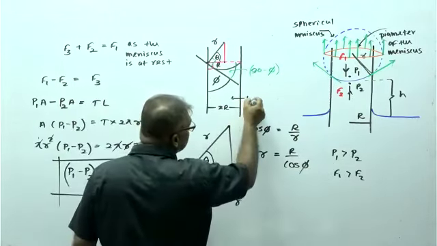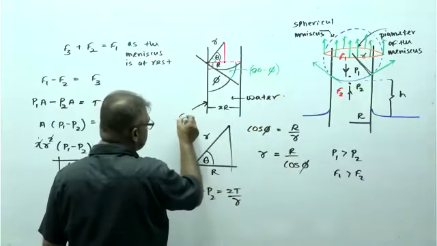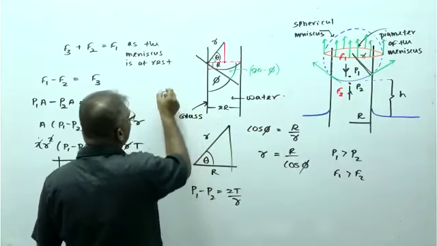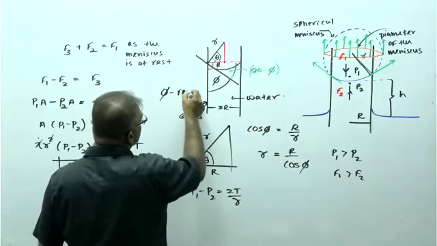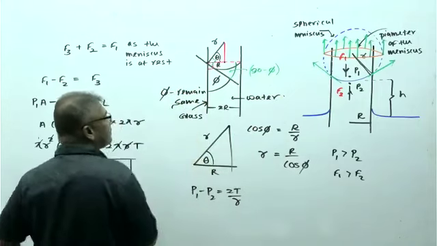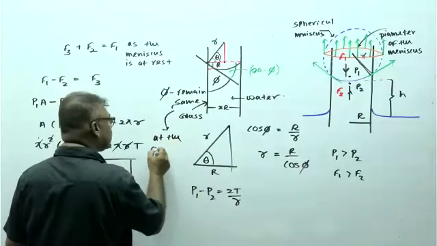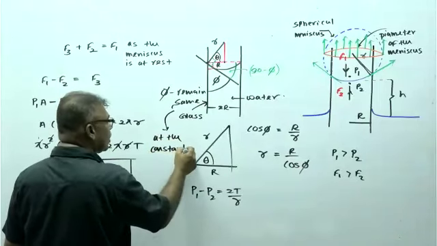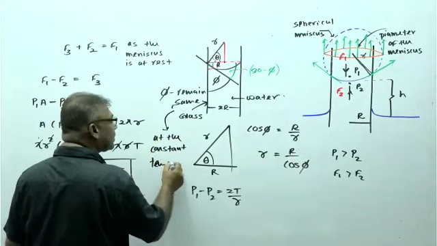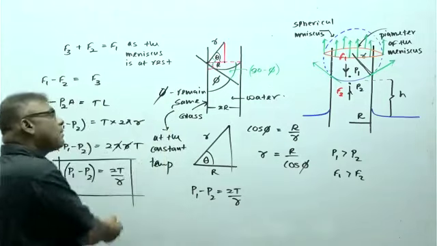If this is water and this one is glass, the angle of contact remains the same. These words are very important. It remains the same at constant temperature. If the temperature changes, it changes. Every one of these points is very important.